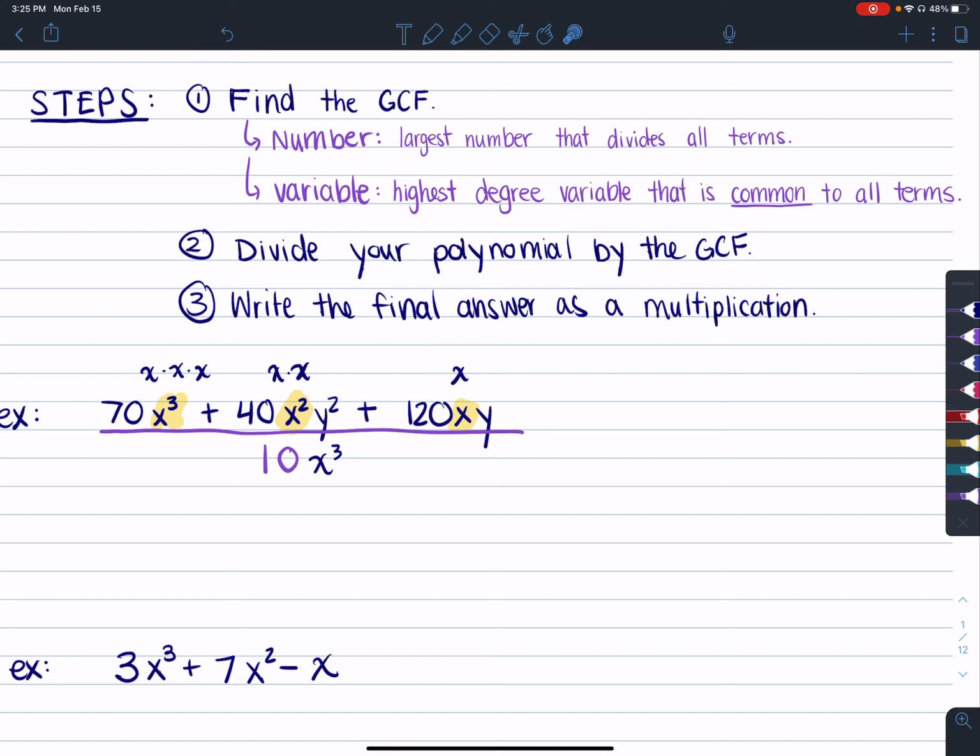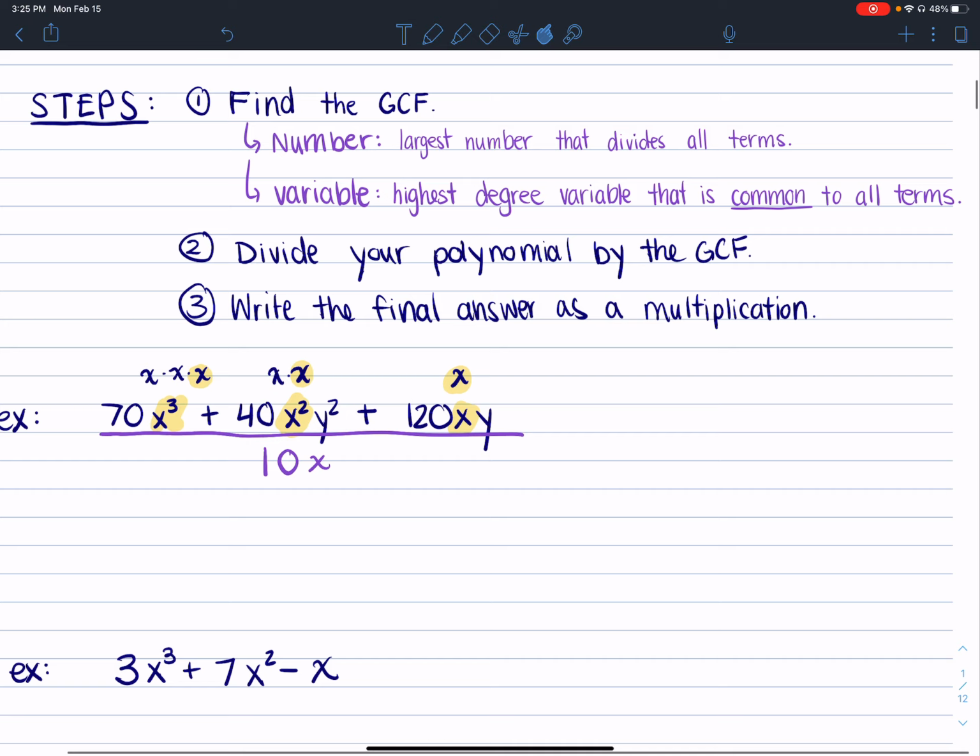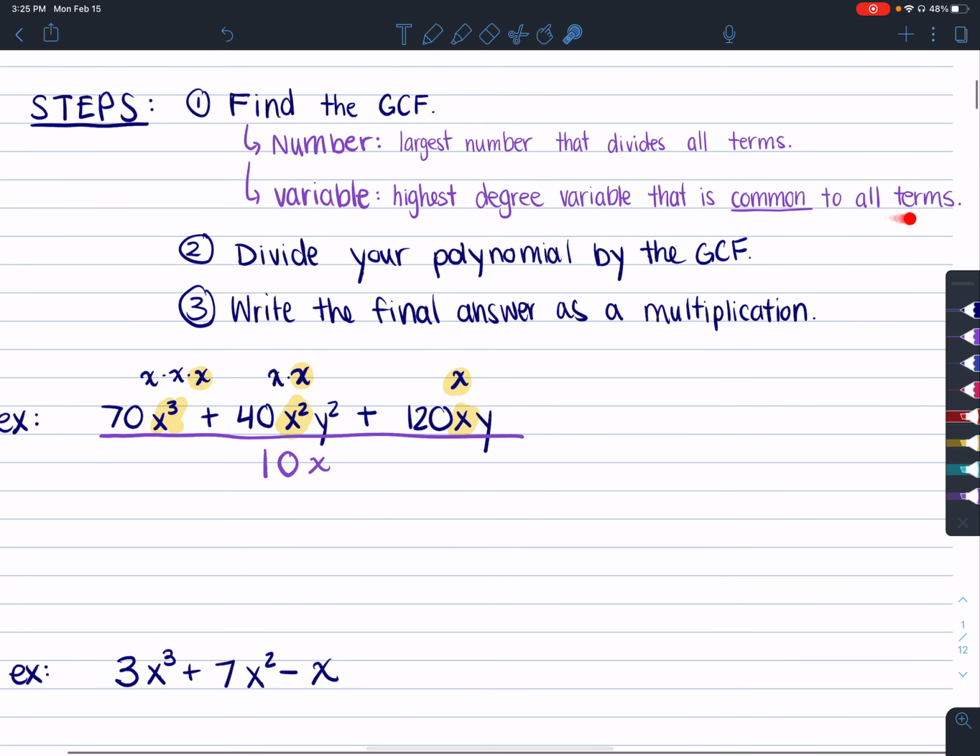So what we have in common is just 1. So over here is just x to the 1. I'll actually write it in purple. So that's what they mean by common to all terms. It's the biggest degree of x that you can divide each of these by, each term.